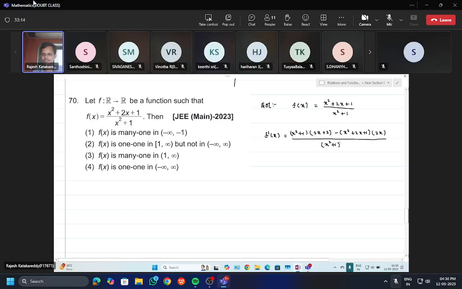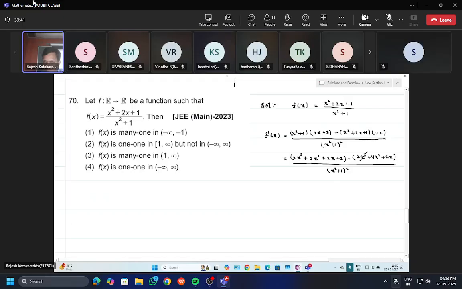Let us simplify the numerator. What we will get is 2 times x cube plus 2 times x square plus 2x plus 2, minus, we are subtracting, what is this? This is 2 times x cube plus 4 times x square plus 2x. What is happening the moment we open the bracket? I think some plus and minus terms will get cancelled.